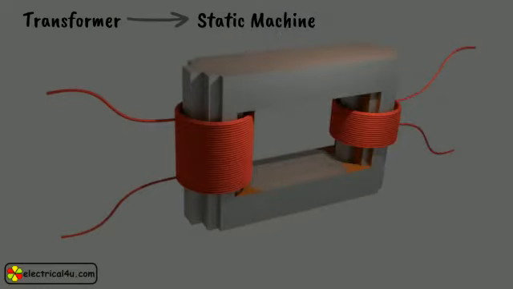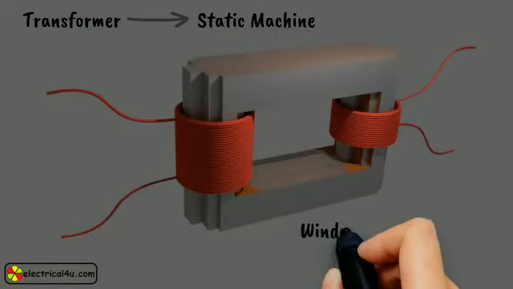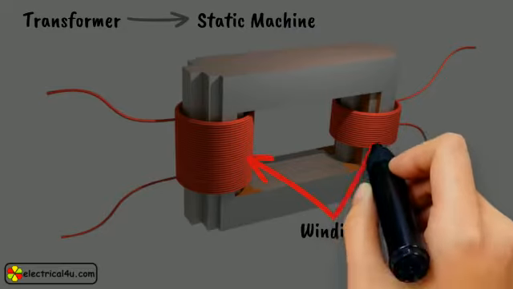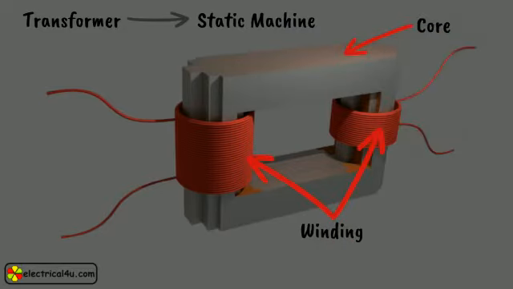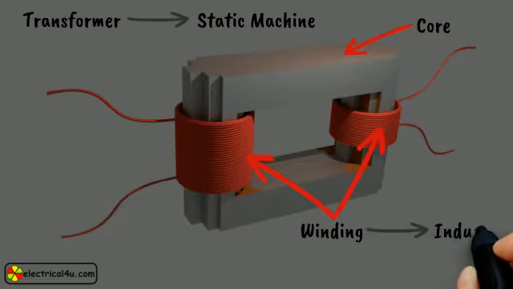A transformer has three main parts: two windings and a metallic core on which the windings are wound. Windings are in the form of a coil made of a good conductor of current. The windings of a transformer play a main role in the machine. The winding coils behave as an inductor.